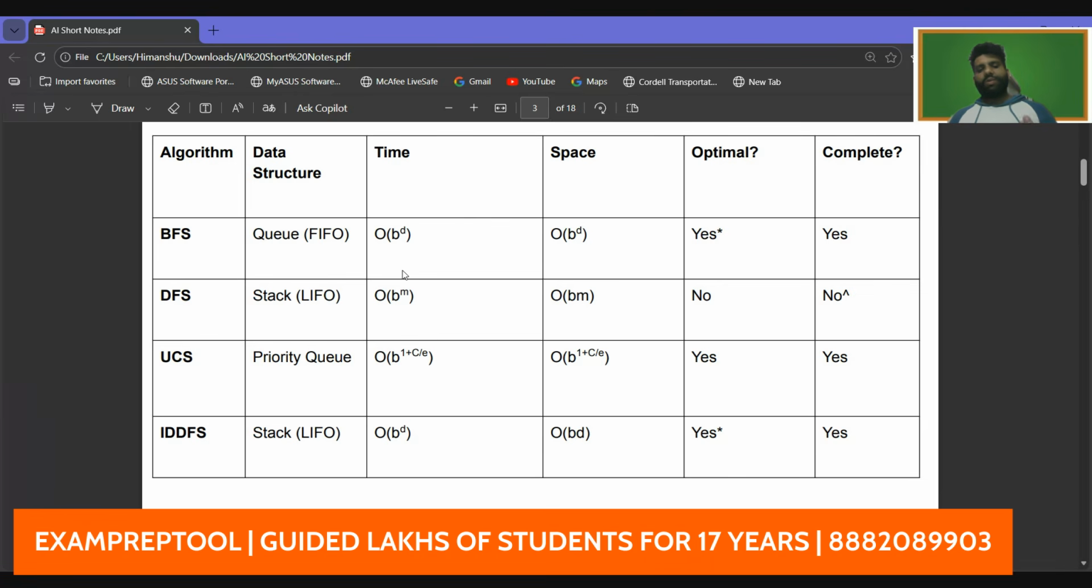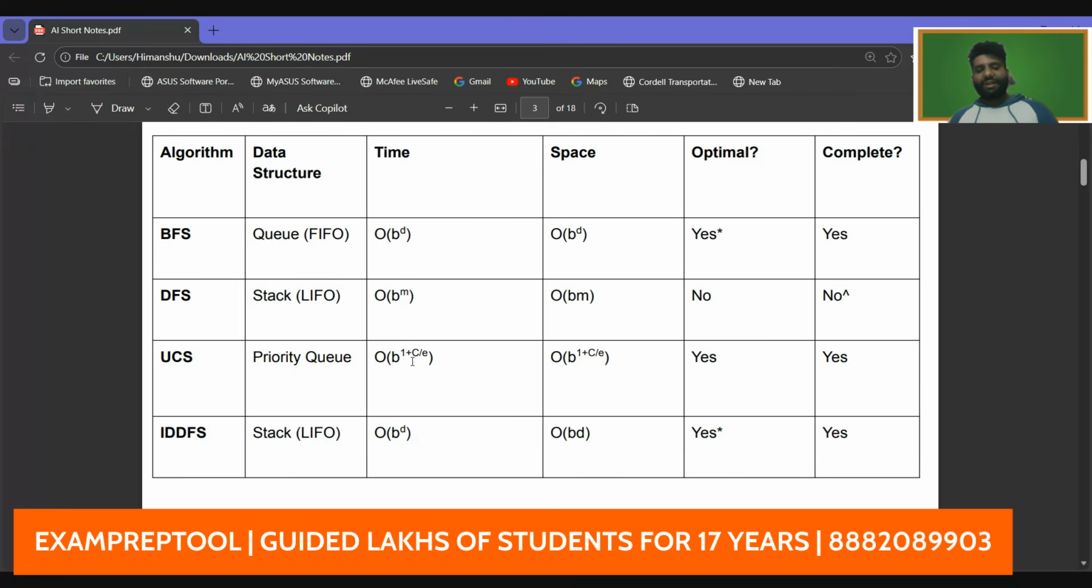Now just one critical thing over here with respect to the UCS, why we are getting this 1 plus C star by epsilon. So C star is telling me the overall cost to reach my optimal solution, where epsilon is the minimum path cost I had throughout. So it is telling me what we keep in the power of B. We generally keep how many nodes are getting explored. Okay. Or basically how many levels are getting explored.